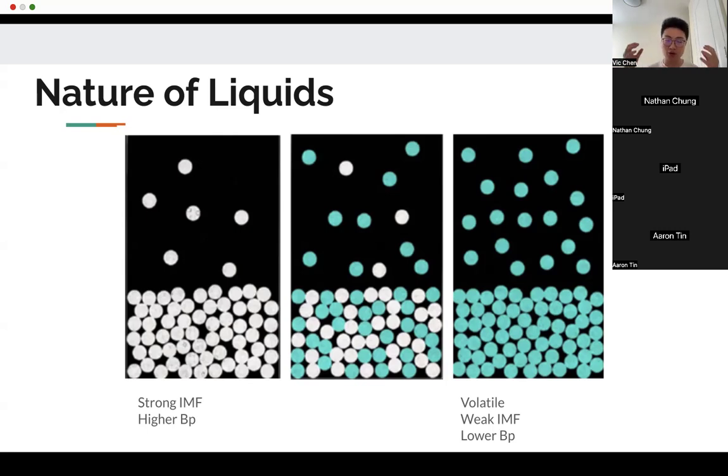Now, when there are stronger forces of attraction, it means that it's hard to separate them into a gas. That means that it's going to take more energy, and you're going to need to raise the temperature more in order to make these liquids evaporate or boil, hence the higher boiling point.